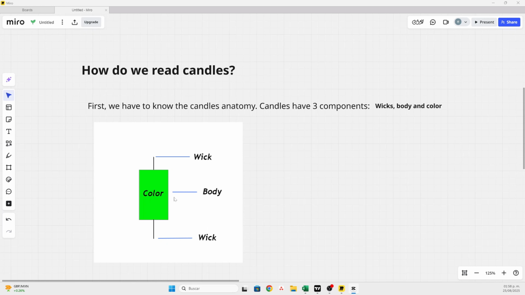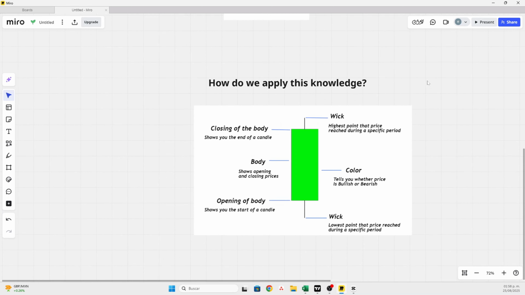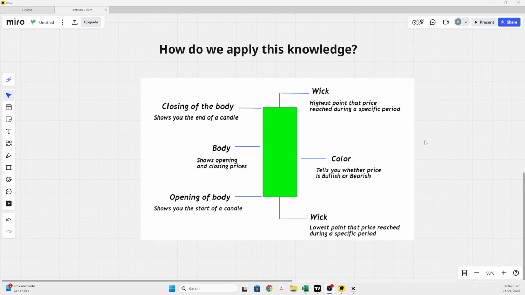Now the color is very self-explanatory. Color is the one that's colored. So if you have your candle in colors of green or red, that's the color. And it's gonna be either bullish or bearish. This is what the color is gonna represent. And this is our next step in our sections, to know the why. How do we apply this knowledge? Because it doesn't matter if the wick is the wick, the body is the body, the color is the color, if we don't know why or how to use this.